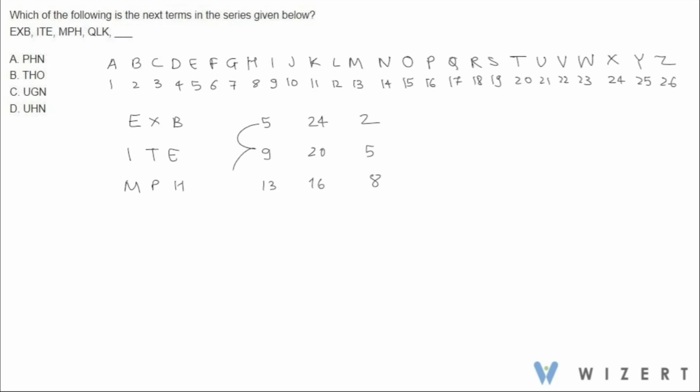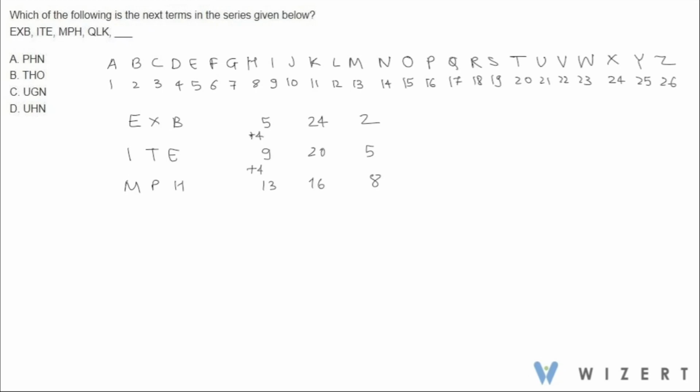Now let's observe these numbers. When we do, we find that 9 from 5 is obtained by simply adding 4. 13 from 9 is also obtained by simply adding 4.